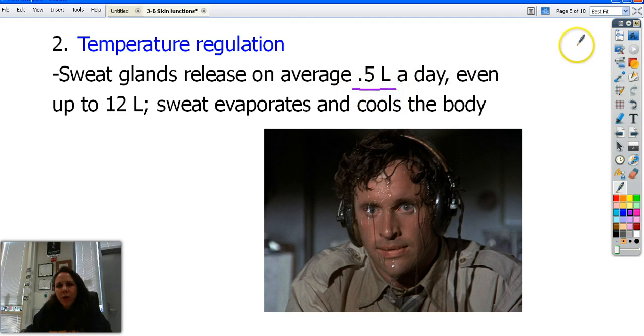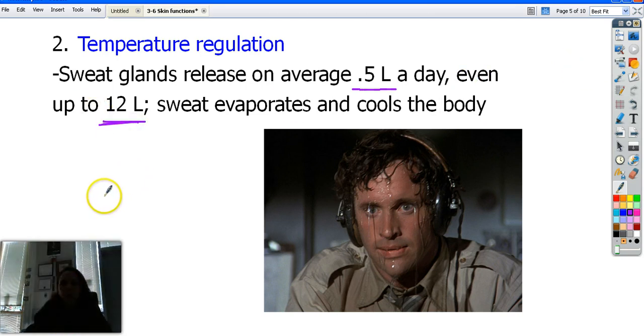Okay, the second function of the skin was temperature regulation, and it says that on average we lose half a liter of water per day. 500 milliliters, that's a can and a half of soda. It's weird to think, I don't sweat that much. Most of it evaporates off of us before we even realize it. But we do lose a lot of liquid, which is why we have to replenish and drink all the time. Although, if you're super sweaty and running a marathon and it's 100 degrees outside, you can lose 12 liters.